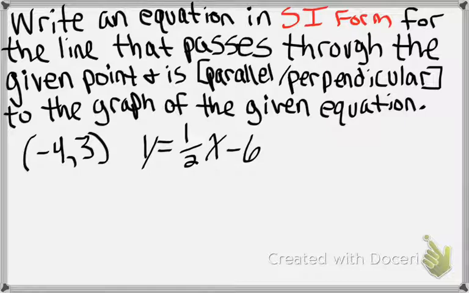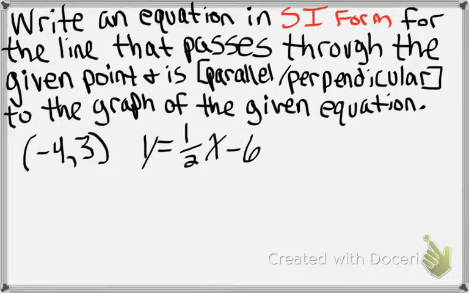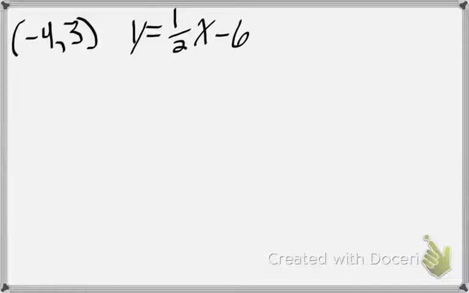So the question is going to say, write the equation of the line that passes through this given point and is parallel to this given equation. And another one where it's perpendicular to this given equation. That's what we're going to do. So I'm going to move this to another page where we have more room, and we're going to set this up side by side.